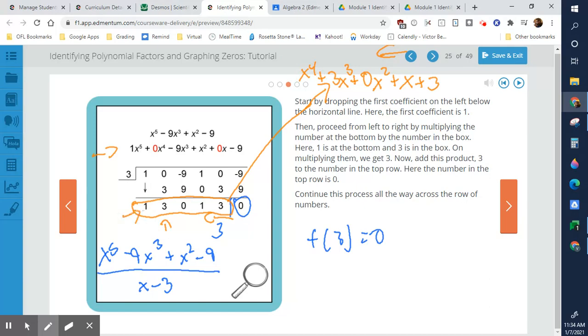I basically just got rid of the x squared because we're multiplying it by 0 anyways. And we'll see that right now. So give me a second. Let me erase all of this.